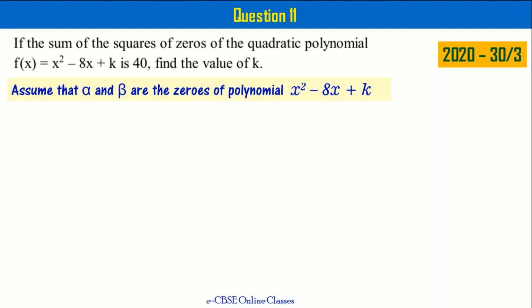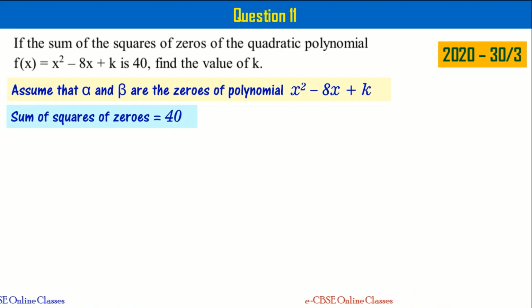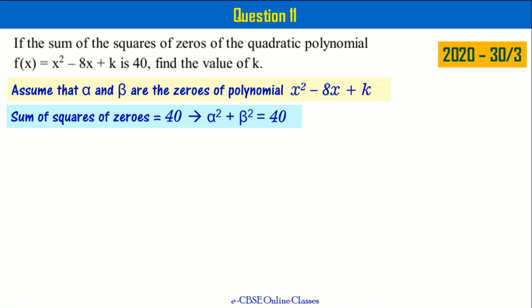Let's assume that alpha and beta are the zeros of the given polynomial, that is x square minus 8x plus k. And it is mentioned that sum of the squares of zeros is equal to 40. We know sum of zeros and product of zeros, right? The formulas for those two. But here it is given that sum of squares of zeros, that is alpha square plus beta square equal to 40 is given.